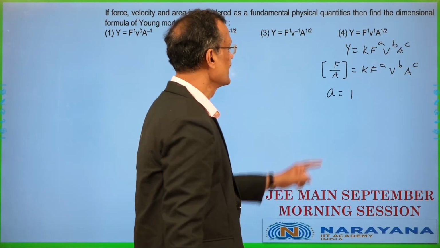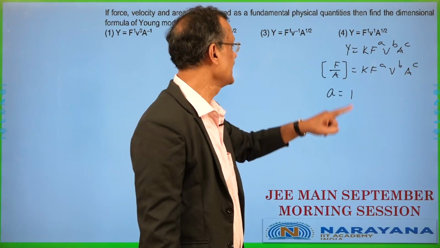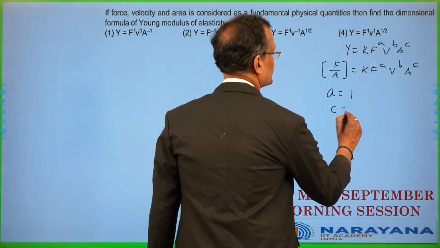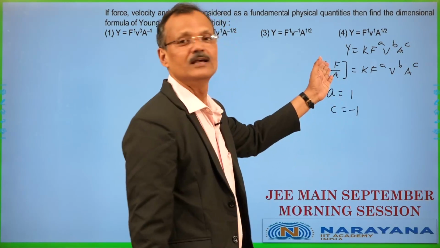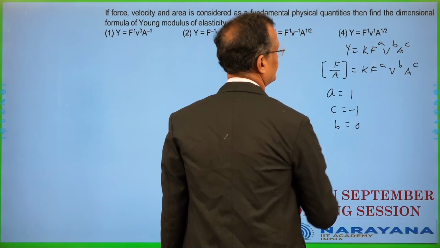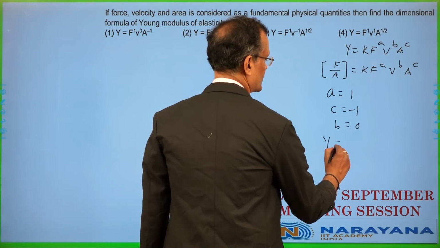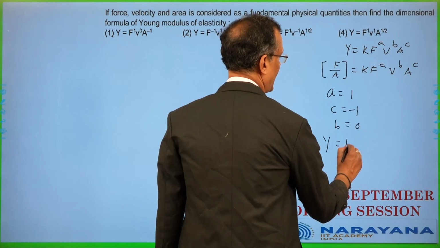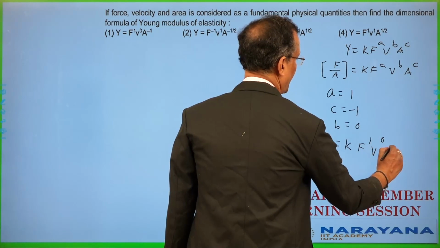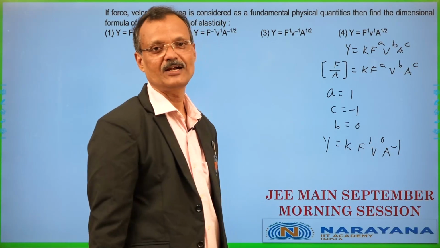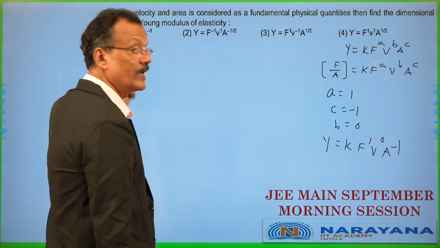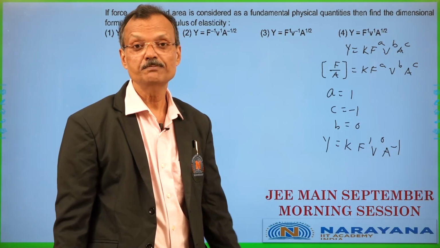Check here. Here A power C, here A power minus 1, C is minus 1. V does not exist, so B will be 0. So Y will become how much? Dimensionless constant K F1 V0 A power minus 1. Clear to you? So the answer will be F1 V0 A minus 1.